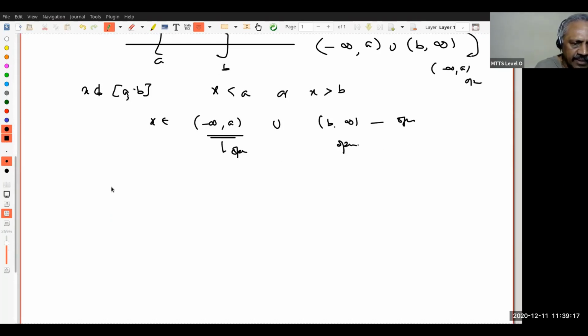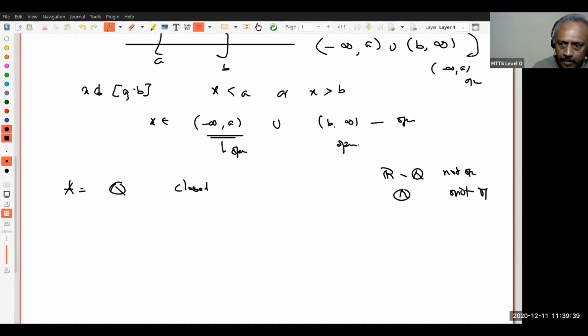Right now, let's look at the set of irrationals. Let A be the set of irrationals. Now I want to know if it's closed. Remember, I already showed it's not open. Maybe it's closed. Can it happen? No, because I'm sure all of you remember, we also said Q is not open. So if this is closed, then R minus Q must be open, but that's not true.